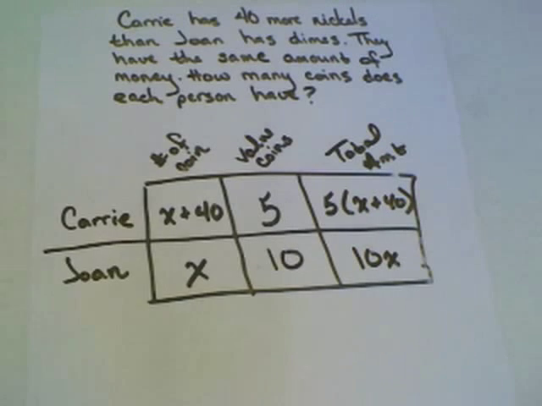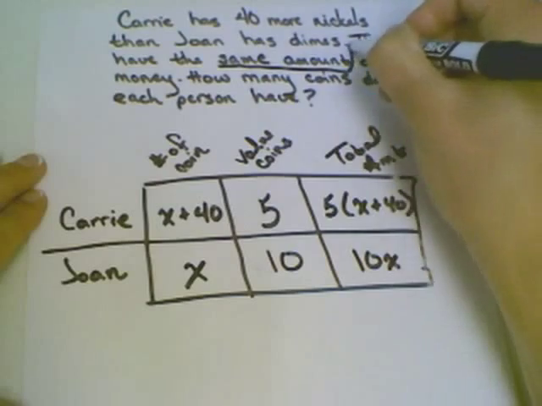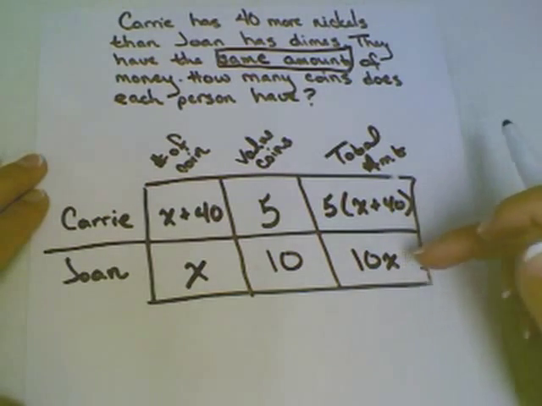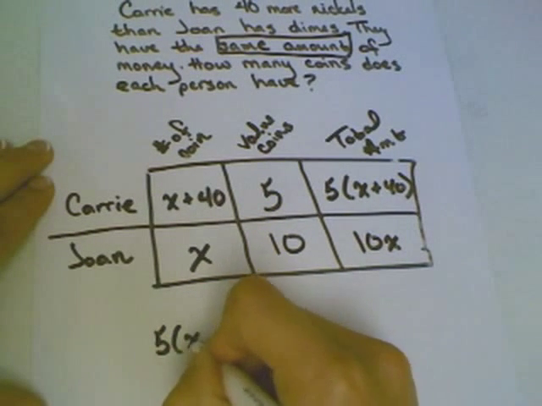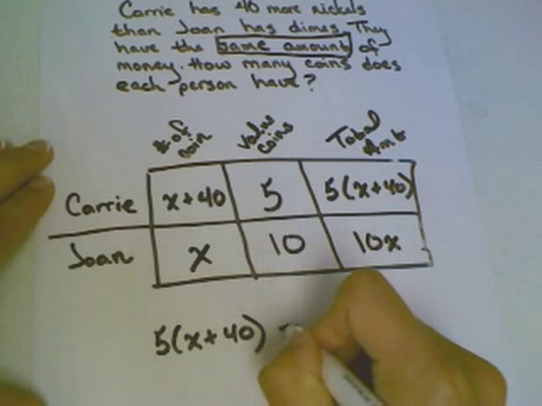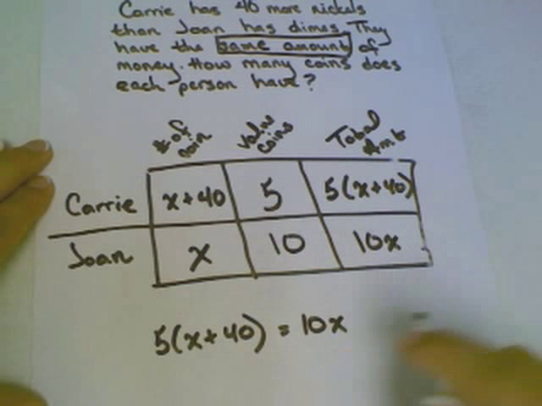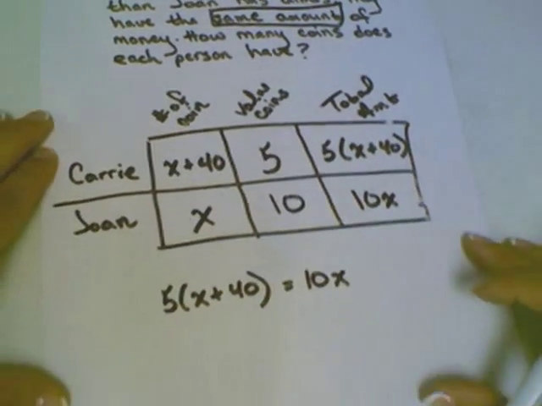Now that I have my chart filled in, how can I write an equation to solve for x? Well, the piece of information that we didn't use yet is the fact that we know they have the same amount of money. This is the amount of money Carrie has, and this is the amount of money Joan has. If they have the same amount of money, I can set those two expressions equal to each other. Now I have an equation that relates to the problem, and if I solve this equation for x, I will be able to figure out the number of coins that Joan has.